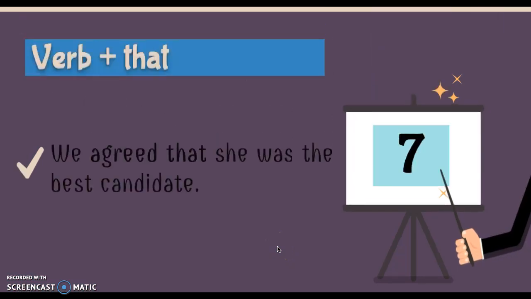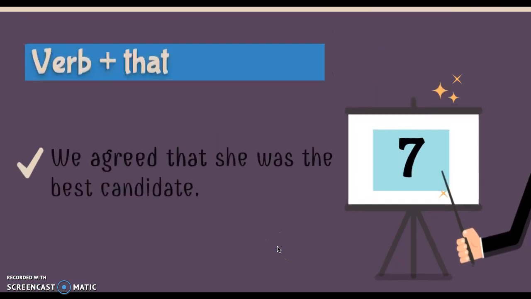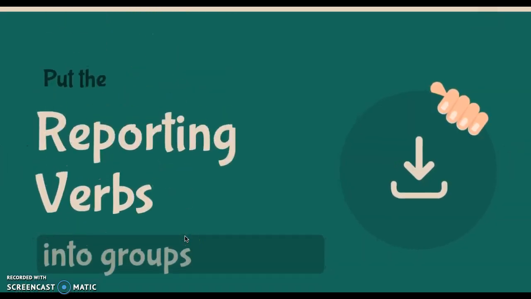It is the last one. It is so similar to the last, but here there is no someone in the middle of the verb and that. You can see, we agreed that she was the best candidate.